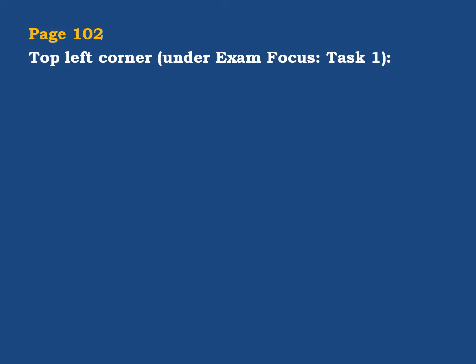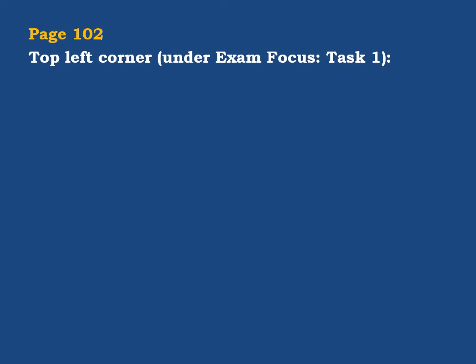Look at bullet number 3. Use the passive to describe a process. So here, this is very important. When we describe a process, we have to use the passive form. And since we are talking about describing a process, we are going to use the present passive.